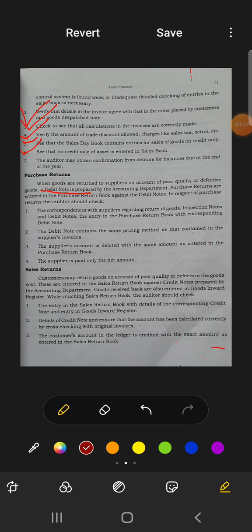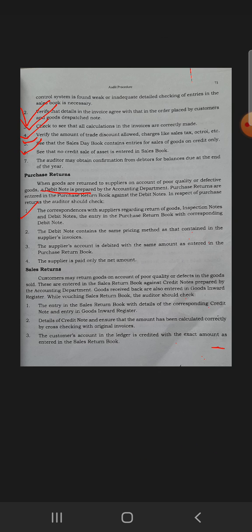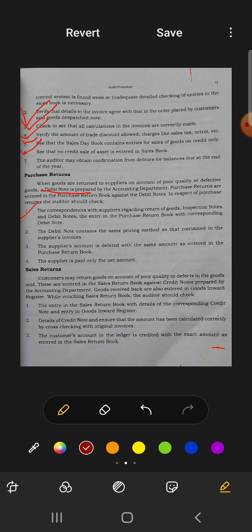In the case of purchase return, what are the duties or the functions of an auditor? The first one is correspondence with the suppliers regarding the return of goods, inspection notes, debit notes, and the entry in the purchase return book with the corresponding debit note. So the first duty is correspondence with suppliers regarding the return of goods.